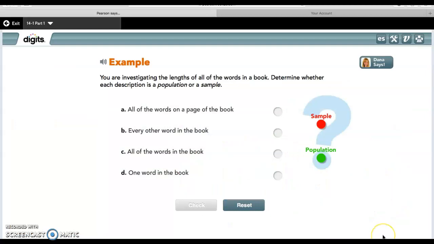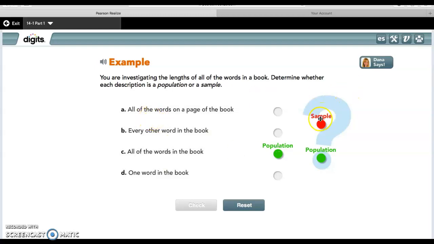First example here says you are investigating the lengths of all the words in a book. Determine whether each description is a population or a sample. If I'm looking at a book, I'm going to think about what the population would be and the sample. Population is overall. What is everything we're looking at? Well, if we're looking at everything in a book, specifically the words, my population would be here C, where it says all the words in the book.